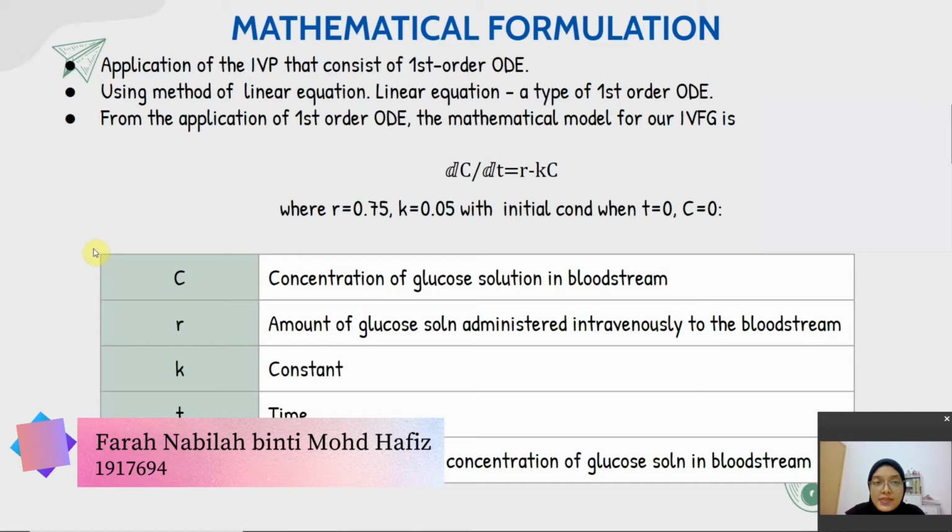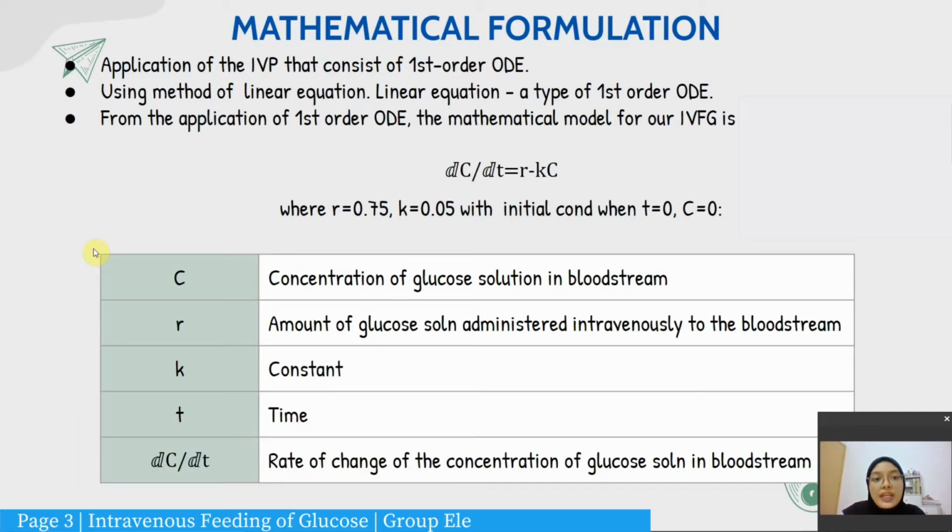Okay, so next is mathematical formulation. We will use the application of the IVP that consists of first order ODE, and then we will use the method of linear equation. Linear equation is a type of first order ODE that depends on the independent variable. From the application of first order ODE, the mathematical model for our intravenous feeding of glucose is dc over dt equals r minus kc, where r equals 0.75, k is 0.05, with initial condition when t equals 0, c equals 0.